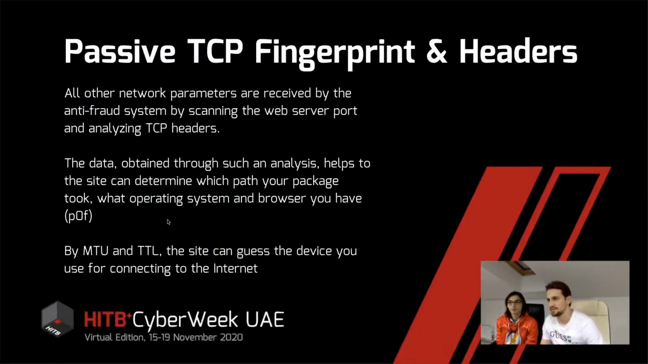The next one is passive TCP fingerprint and headers. All other network parameters are received by the antivirus system by scanning the web server port and analyzing TCP headers. The data obtained through such an analysis helps the site determine which path your package took and what operating system and browser you have.